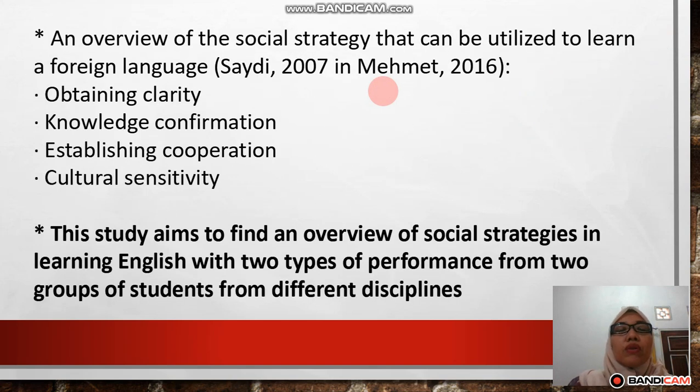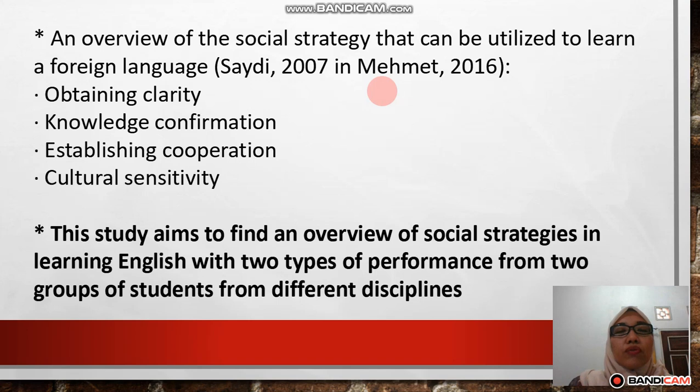An overview, because I'm concerned with social strategies, these strategies give an overview that there are so many activities in these strategies and it must be sought by every researcher: obtaining clarity, knowledge confirmation, establishing cooperation, and cultural sensitivity. So, based on the sub main points of this, I try to find them by giving the students a survey from the SILL scale and trying to interpret it. It is delivered to the two universities.